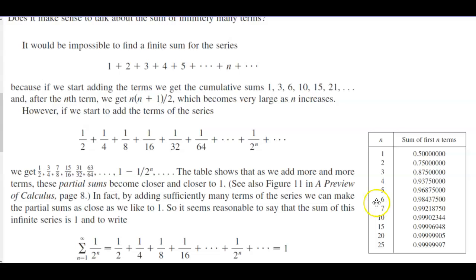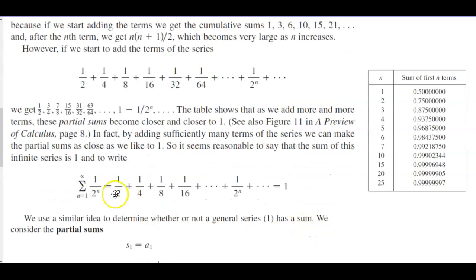Now, if we take a look at the table to the right, it shows that as we add more and more terms, these partial sums become closer and closer to 1. And in fact, by adding sufficiently many terms of this series, we can make the partial sums as close as we like to 1. So it's reasonable to say that the sum of this infinite series is 1, and to write it as the following. We would say that here is the summation of this series, 1 over 2 to the n, which is equal to 1 over 2 all the way to 1 over 2 to the n, which eventually is going to equal 1.